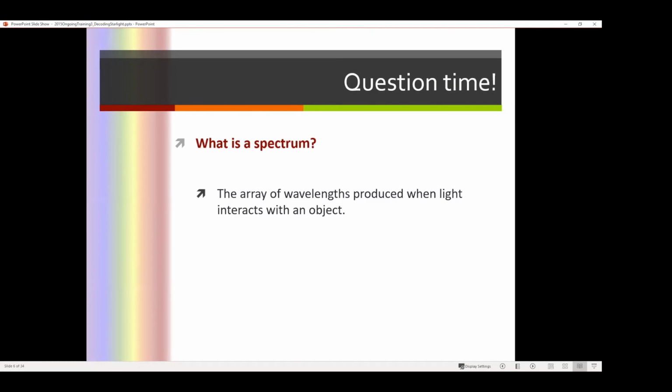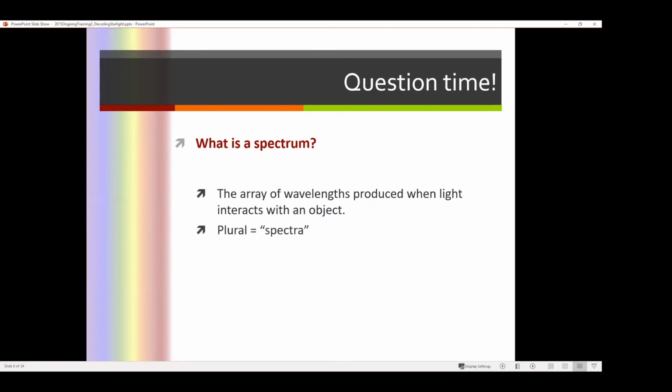In this sense, when I use the word, I am referring to the array of wavelengths that are produced when light interacts with an object. So it may be an object that's producing light, it may be an object that is reflecting, absorbing, or emitting light, but the array of wavelengths that come out of that interaction, that is the spectrum.